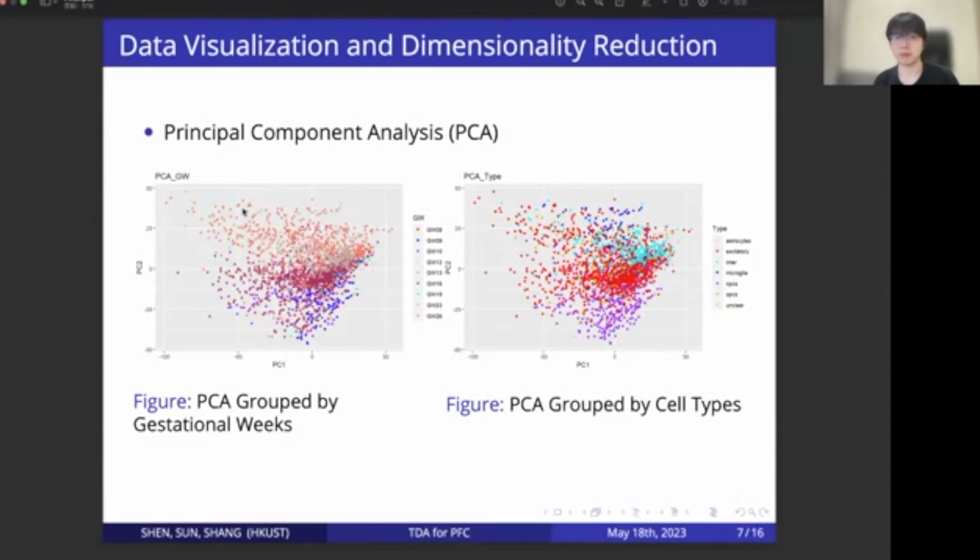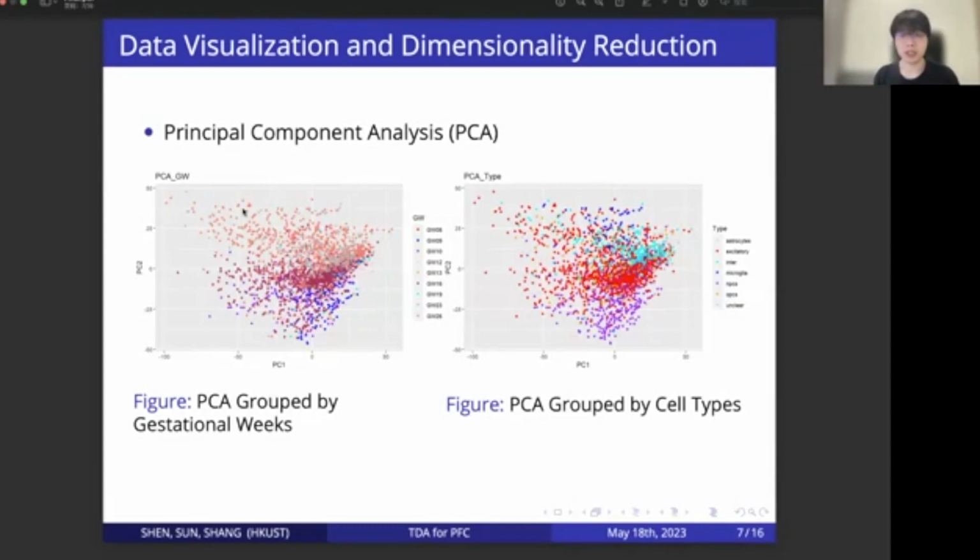We have utilized 3 main methods to conduct the data visualization and dimensionality reduction. They are principal component analysis, uniform manifold approximation and projection, and t-distributed stochastic neighbor embedding. The first is principal component analysis, PCA. As we all know, PCA is a linear dimensionality reduction technique that aims to find the directions along which the data varies the most. It achieves this by transforming the original high-dimensional data into a new set of orthogonal variables called principal components. PCA helps in reducing the dimensionality of the data while preserving the most important patterns and variance.